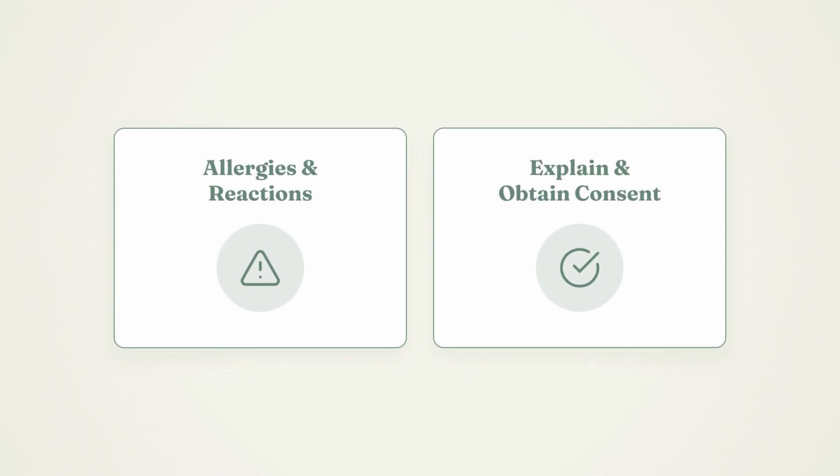Then, explain what you are going to do and obtain consent. You should also assess whether the patient has any pain or discomfort. You can say, "Are you comfortable? Do you have any pain? Could you please score your pain from 0 to 10?" Finally, make sure the patient is comfortable and that the call bell is accessible.